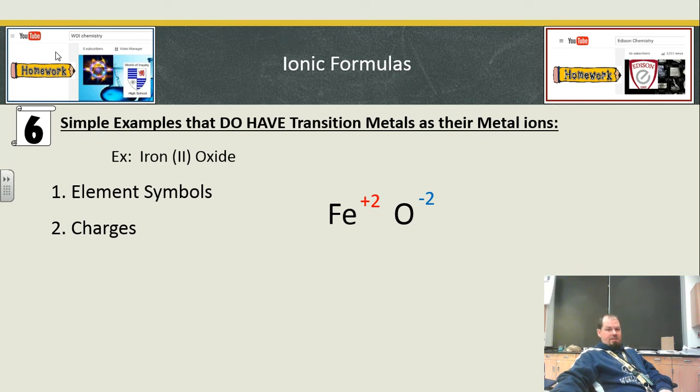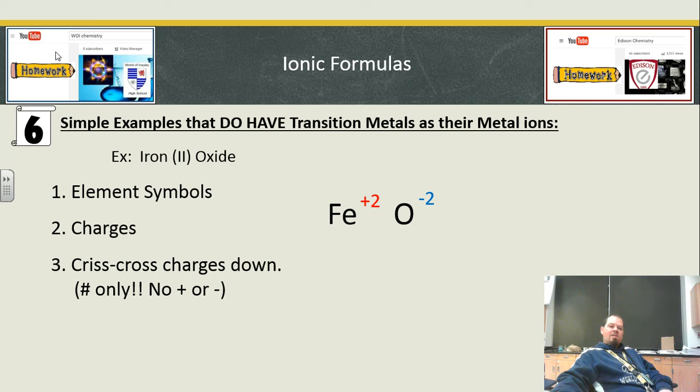So it's Fe +2. Oxygen has a -2 charge. It's actually the only one on the list. Very rarely will oxygen be a -1. We'll get into that if we ever get to it. Crisscross down the numbers only, not the charges. And I get 2 to 2. And notice that is a 1-to-1 ratio.